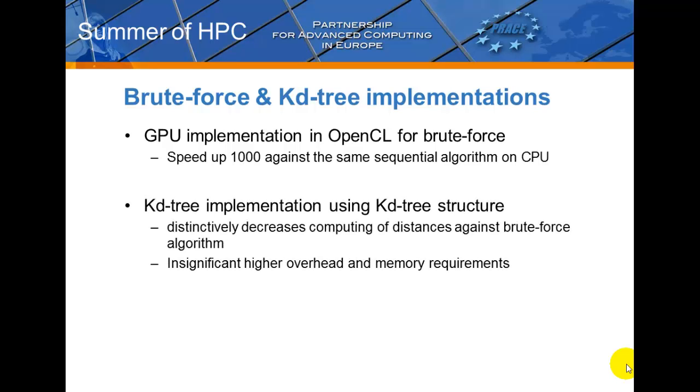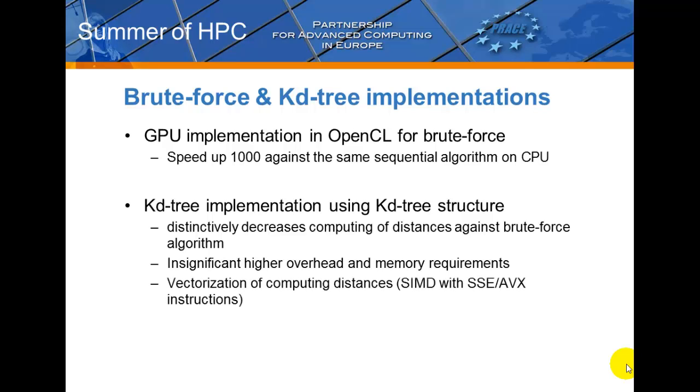The next approach is an algorithm using the KD tree structure, which is a data structure for partitioning points in space. This algorithm distinctively decreases the computation of distances and is much faster than the brute force algorithm, but is more complex and it is quite tricky to parallelize it. However, to reach the best performance for this algorithm, we vectorized the computation of distances using SIMD vectorization with SSE and AVX instructions. And next, we also implemented OpenMP parallelization, where we used OMP tasks for tree traversing.